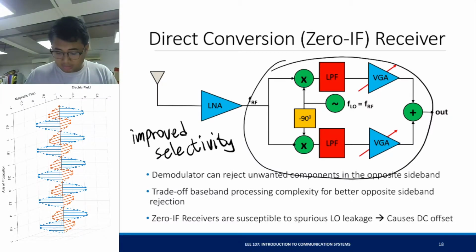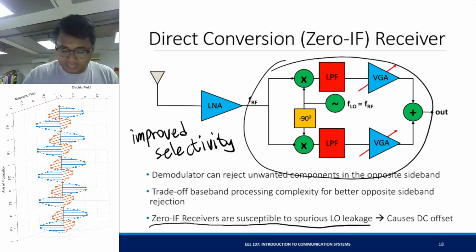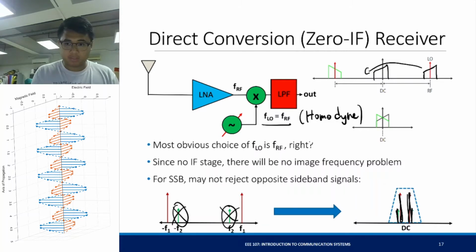Okay? So the problem here is that zero IF receivers are susceptible to leakage of your local oscillator. And designing a non-ideal local oscillator is actually difficult if you want to design a pure tone oscillator. There will be spurious components. Okay? So the trade-off here is the baseband processing complexity increases, but at least your sideband can be rejected as you see here. Okay? And that's the end of this lecture and the end of EEE 107.